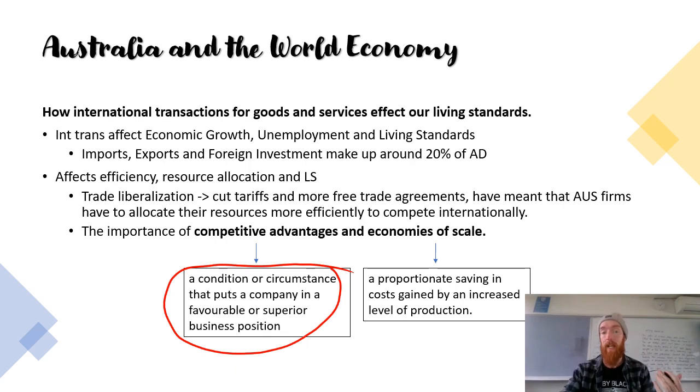Then we've got economies of scale, which is a proportionate savings in costs gained by an increased level of production. So essentially all businesses have a certain amount of fixed costs. The accounting students will be groaning when they hear this, but you have a certain amount of fixed costs. And as you produce more and more, those fixed costs become a smaller proportion of your overall costs. So you may have to pay $1,000 in rent every month. For every item you produce more, that rent becomes a smaller proportion of your overall costs for rent. And therefore you are achieving economies of scale by producing at a much larger scale.